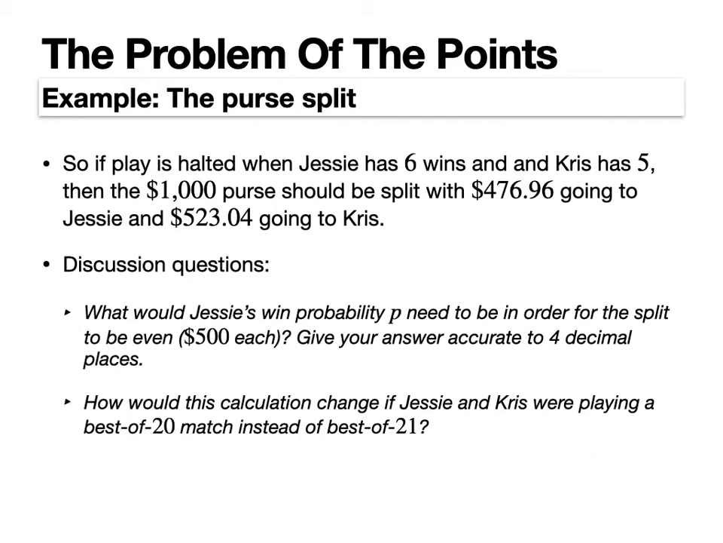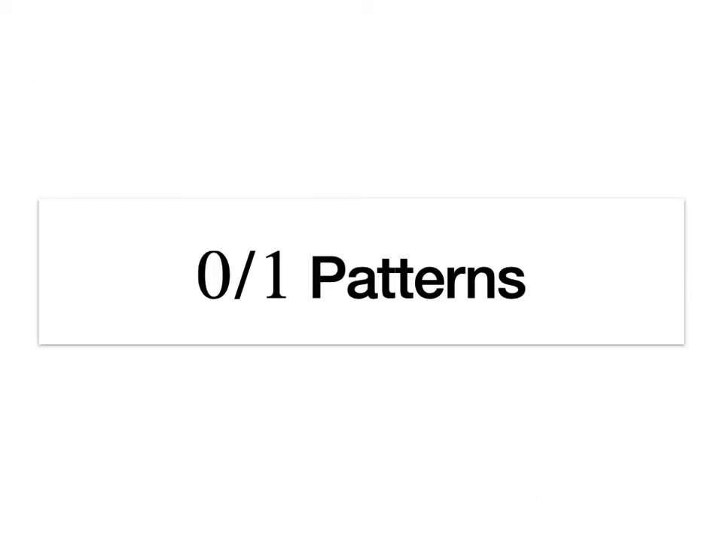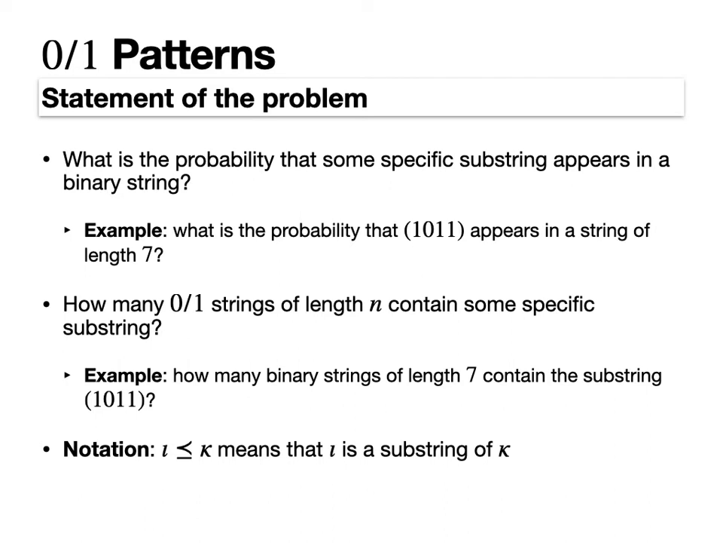Okay, so that is a little introduction to the problem of the points. I wanted to consider a second application, and that's to 0-1 patterns. So the problem I'm considering is this one. What is the probability that some specific substring appears in a binary string? So for instance, what's the probability that 1011 appears in a binary string of length 7?